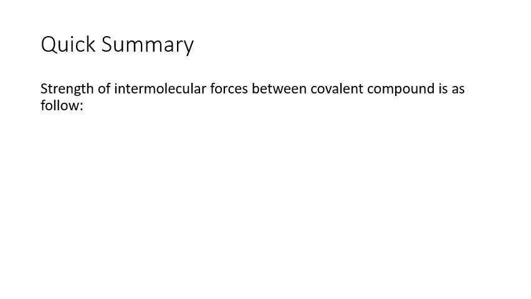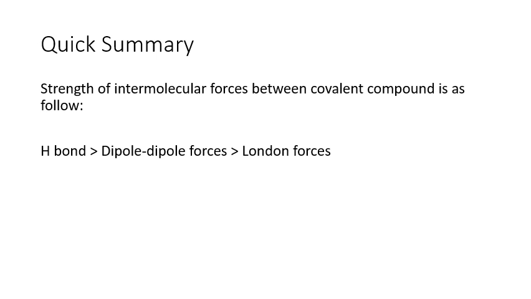We will end this video with a quick summary comparing the strength of the intermolecular forces between covalent compounds. The strongest is the hydrogen bond, followed by dipole-dipole, and the weakest will be the London forces. Why is hydrogen bond stronger than dipole-dipole? For your information, I think you already know that there will be FON, and these FON are the most electronegative elements in the periodic table.